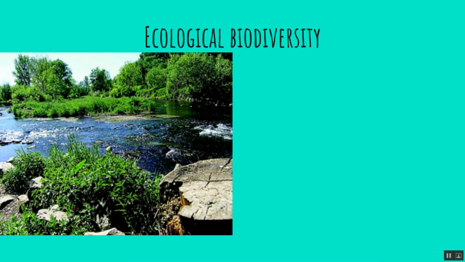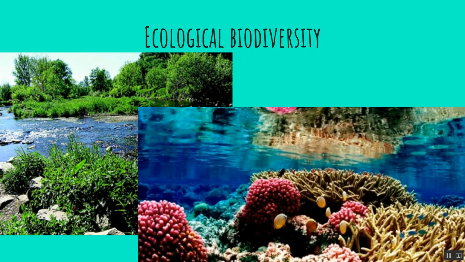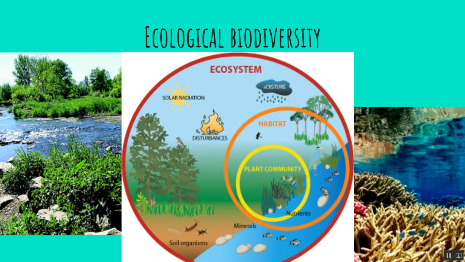And the last one is ecological or ecology biodiversity. So this is the diversity or differences of habitats, ecosystems, communities, and niches within one area. So it's kind of looking at the overall health of an area. It's kind of what is going on. Are there a lot of different varieties, different types of species in there, different types of communities in that biome? Is it overall healthy?